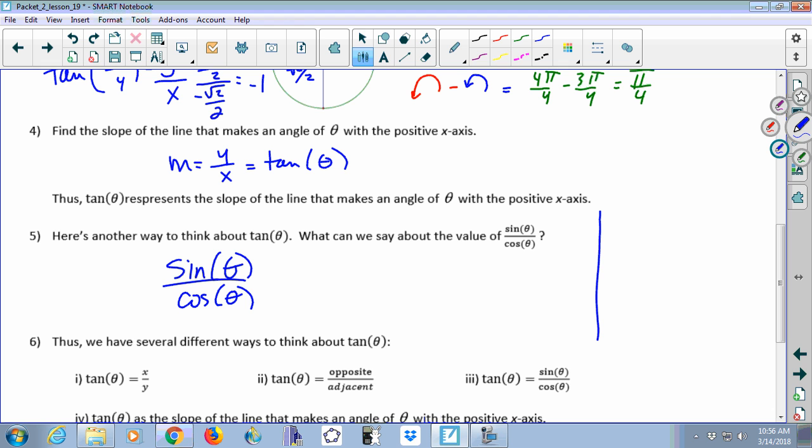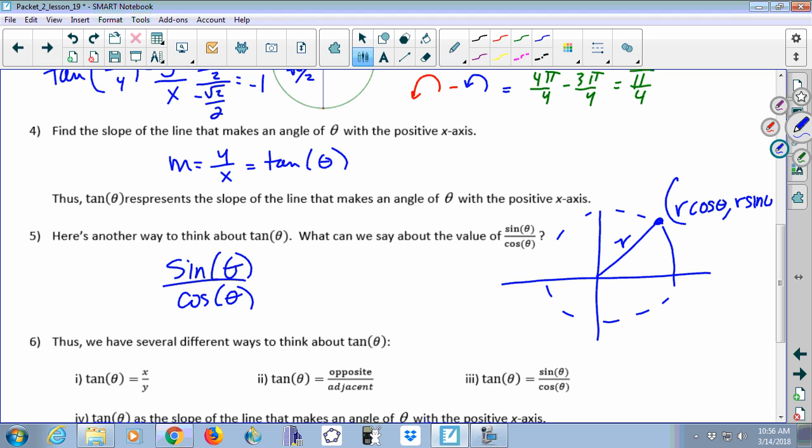Okay, so for any circle, we've got some radius of r. I'm going to stick in the first quadrant. Here's r. We got some point. We don't know if this is a unit circle or not. What do we know about this point? That point is r cosine theta and r sine theta. We got that in our last lesson. When r is 1, when it's a unit circle, it's just cosine and sine. But when the radius is something different than 1, we know we have to multiply each of those by r.